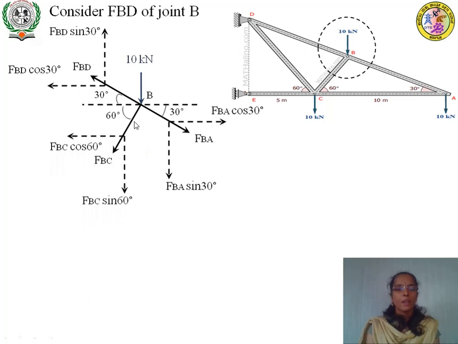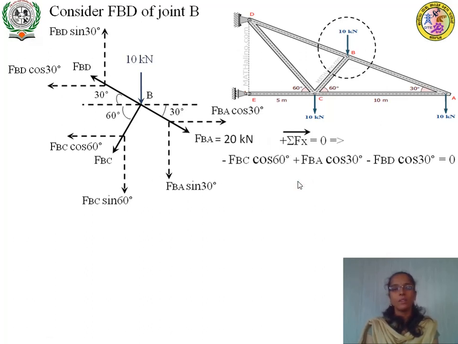Okay. It is in second quadrant, therefore x negative, y positive. Then if you resolve FBC, it is making an angle of 60 degree with respect to horizontal. Therefore x component will be FBC cos 60 and y component will be FBC sin 60. So it is in third quadrant, both x and y will be negative. Okay. So force in member BA is 20 kilonewton. So now we can apply sigma Fx equals 0.